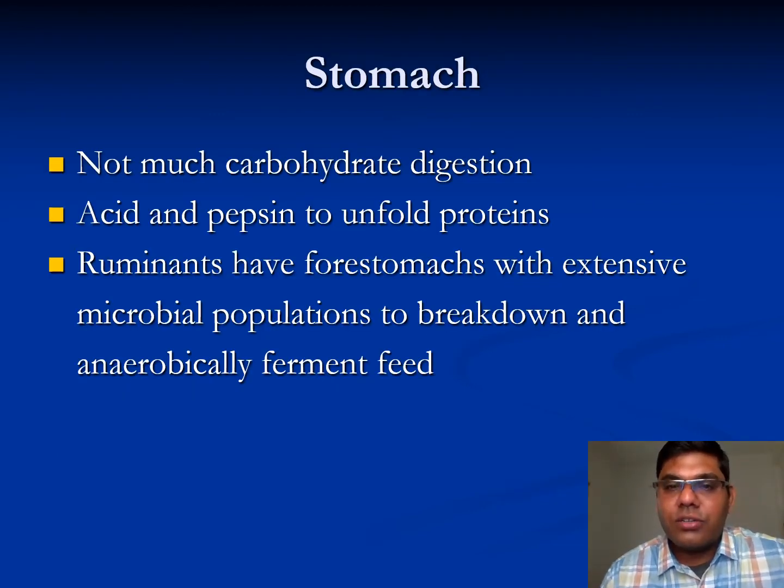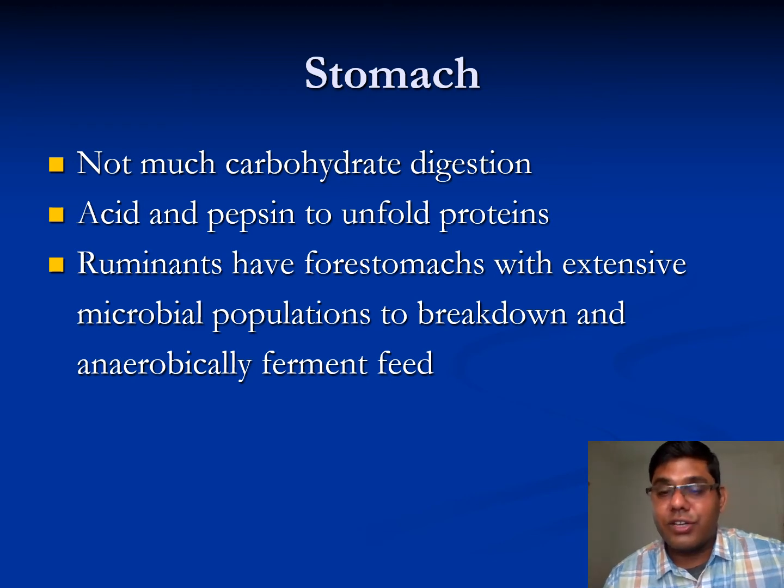In the stomach, not much carbohydrate digestion takes place, but because the carbohydrates are also complexed with proteins, the acid and the pepsin will unfold the proteins which are also complexed with the carbohydrates. Ruminants, the animals which eat grass, have four stomachs with extensive microbes such as bacteria to break down, and they anaerobically ferment the feed and thereby convert it into glucose.